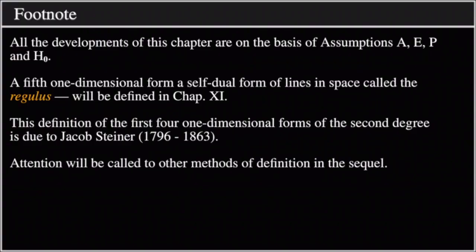Footnote: all the developments of this chapter are on the basis of assumptions A, E, P, and H0. Footnote: a fifth one-dimensional form, a self-dual form of lines in space called the regulus, will be defined in Chapter 11. This definition of the first four one-dimensional forms of the second degree is due to Jacob Steiner, 1796 to 1863. Attention will be called to other methods of definition in the sequel.